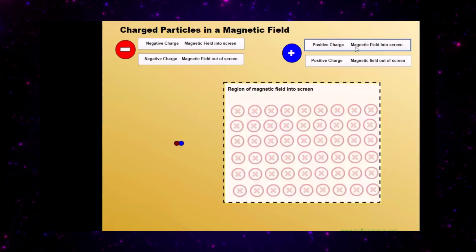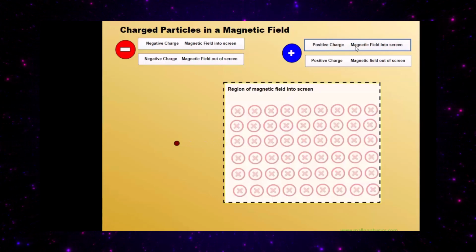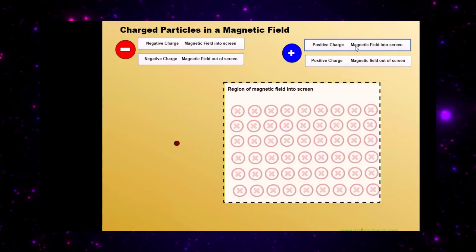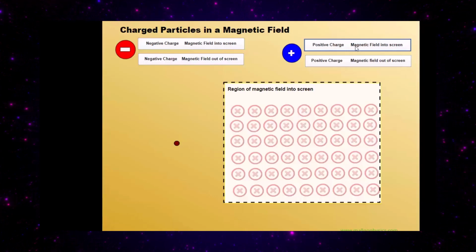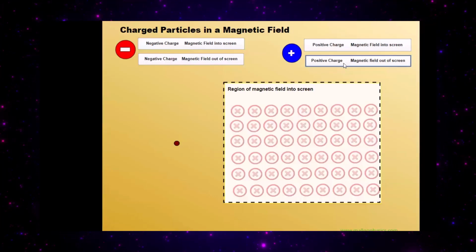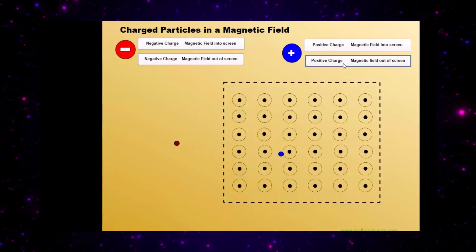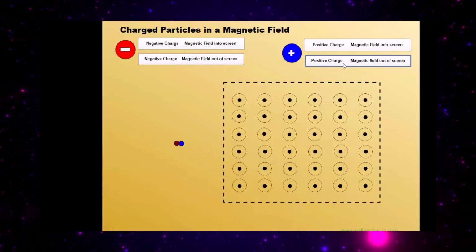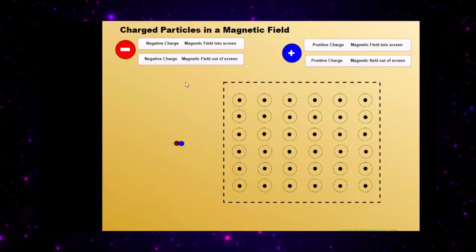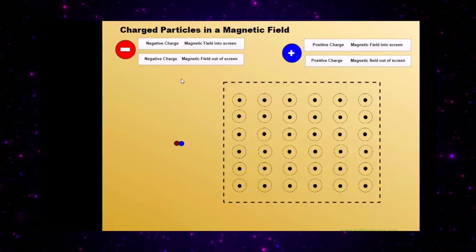Positive charge into the screen, you have to use the left hand rule for that, because positive, he's left the building. Use the left hand rule. And there's a positive charge with the magnetic field out of the screen. It goes down like that. So you have to play about with these diagrams and make sure you know your left hand and your right hand rule.